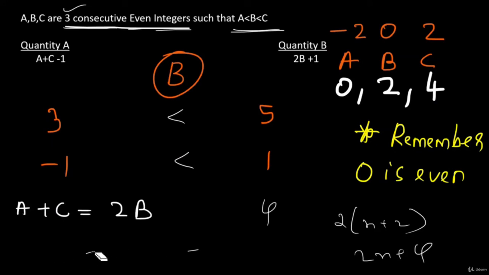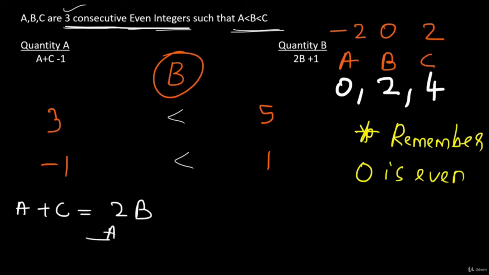Now therefore quantity A is nothing but 2B minus 1, right? Now quantity B is 2B plus 1, and therefore quantity B is greater than quantity A, right? If you have 2B minus 1 and 2B plus 1, definitely quantity B will be greater.